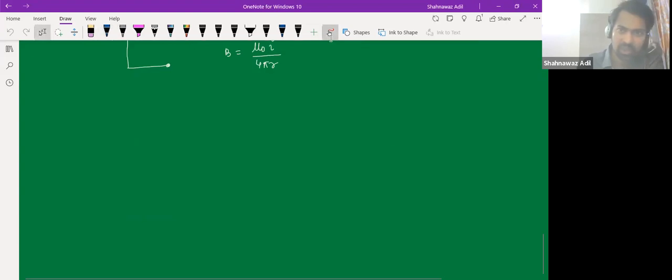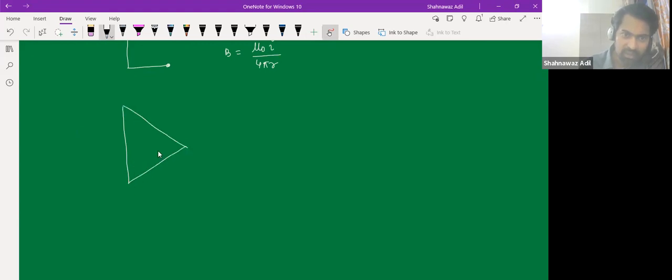What did we understand? We had straight wires, and there were three things. One was a finite wire, and let's say this is theta 2, this is theta 1. So we calculated the magnetic field at this point.